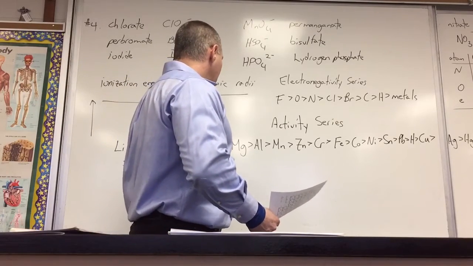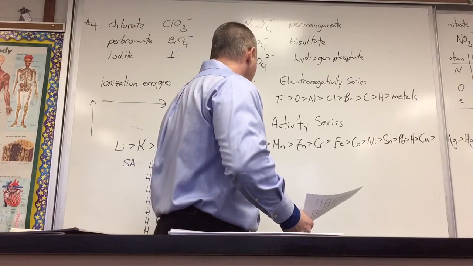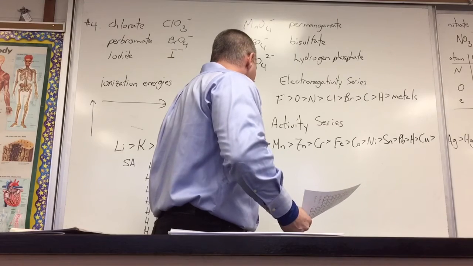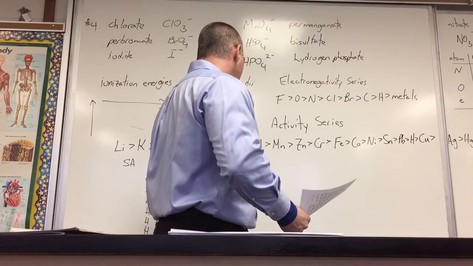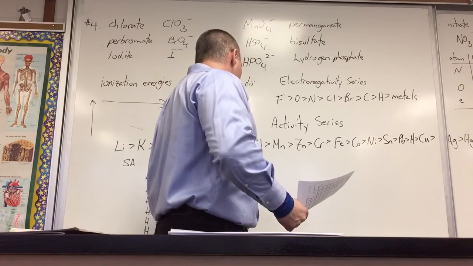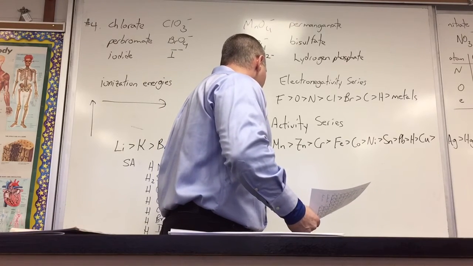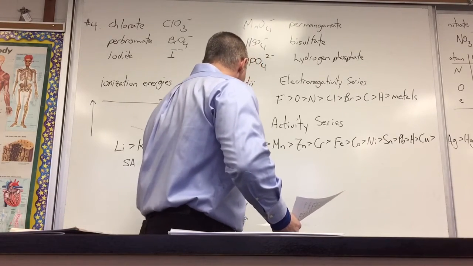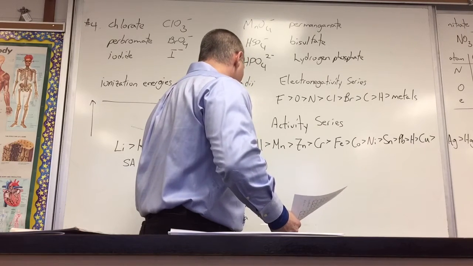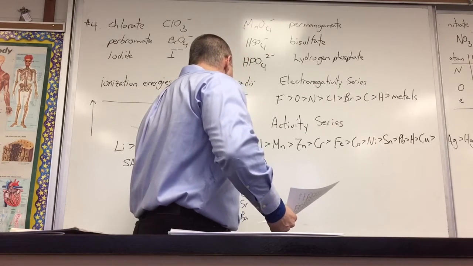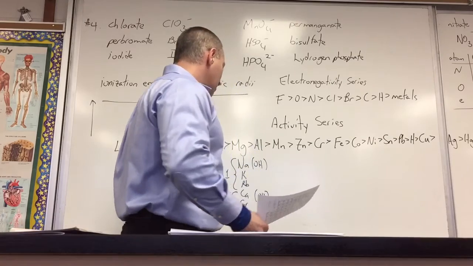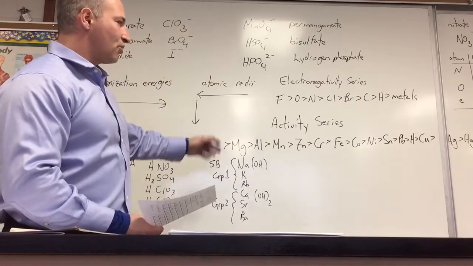Strong bases. NaOH, KOH, Ca(OH)2, Sr(OH)2, Ba(OH)2. These ones have 1 OH group in front of them. These ones have 2 OH groups in front of them. These are group 1 metals, but not all of them. And these are group 2 metals, but not all of the group 2 metals. Okay, so those are all strong bases.